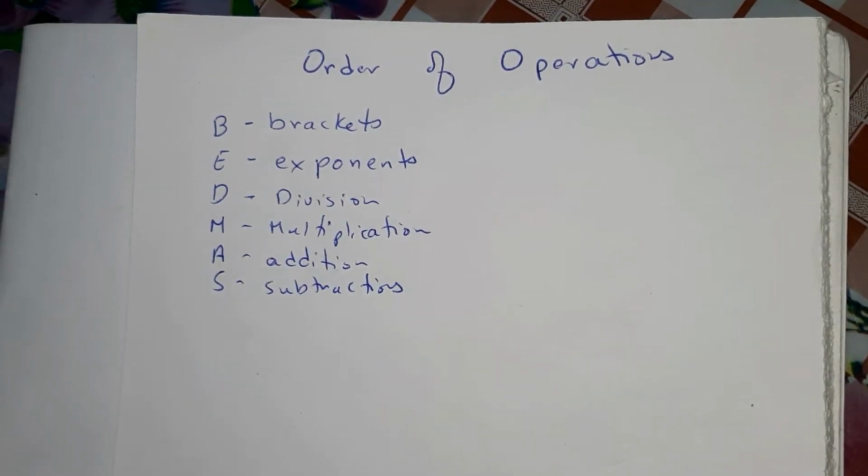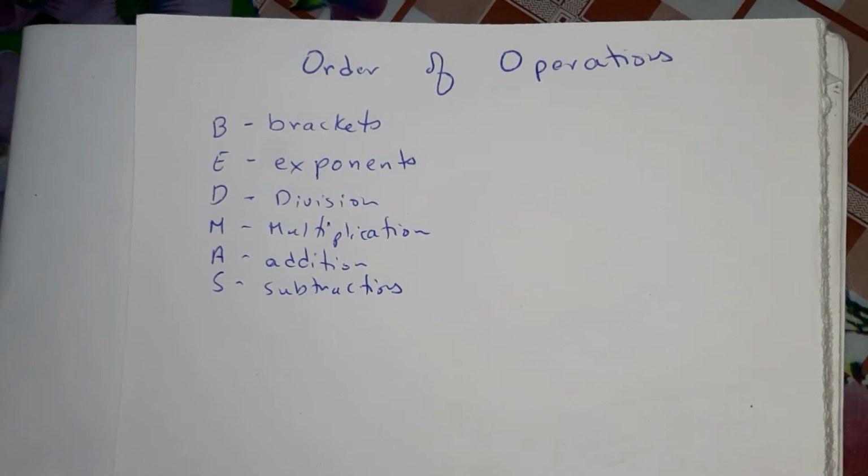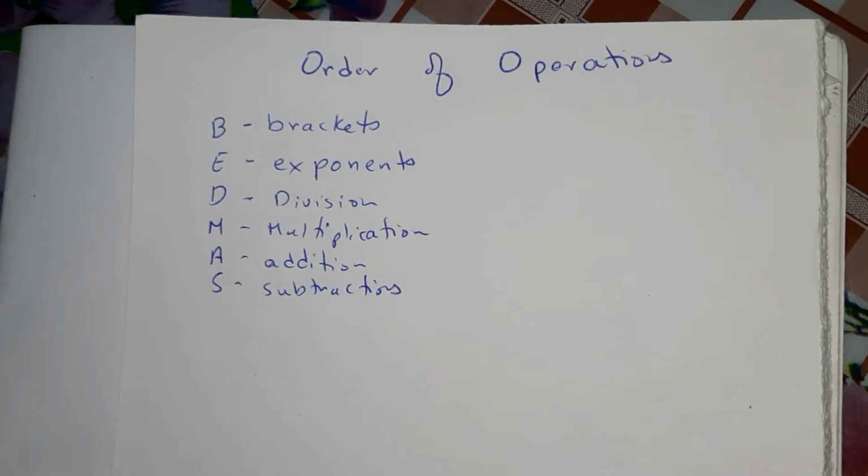Order of operations gives you how you're going to solve your problem. Whenever you have a problem, the first thing that you need to do is work the brackets first. Once you have worked the brackets, then you go to your exponents, which is your powers. Once you have finished your powers, then you go to your division. Once you finish the division, then you go to multiplication, and then once you have finished the multiplication, you do the addition, followed by the last one, which is the subtraction.